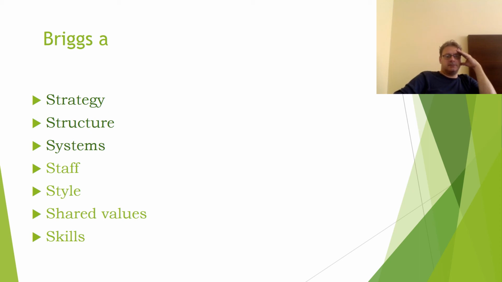Structure, what's the structure of the organisation? So is it hierarchy, is it flat? Do you have matrix structure where you've got different people making different decisions? And thirdly, what are the systems of the organisation? So what's the internal procedures of the organisation?